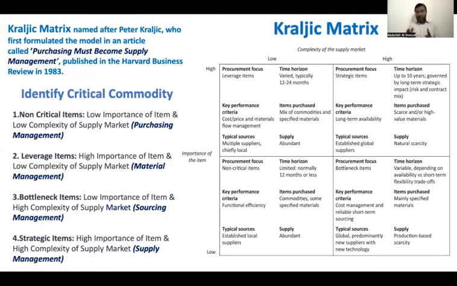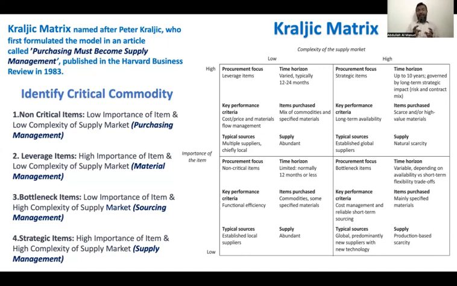Before we talk about bottleneck items, let's see how it is. The importance of the item is very low, whereas the complexity of the supply market is very high. That means the products are not always very available. They may not be available in the country. They may be required to be purchased internationally or imported, and the item may not be very important, like if this item is missed, the production will be stopped or something like that.